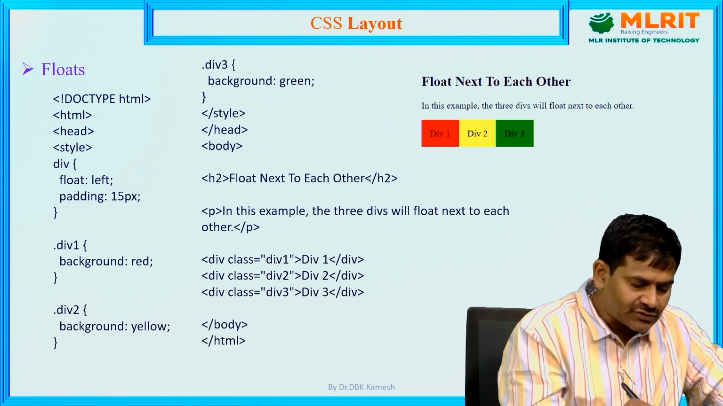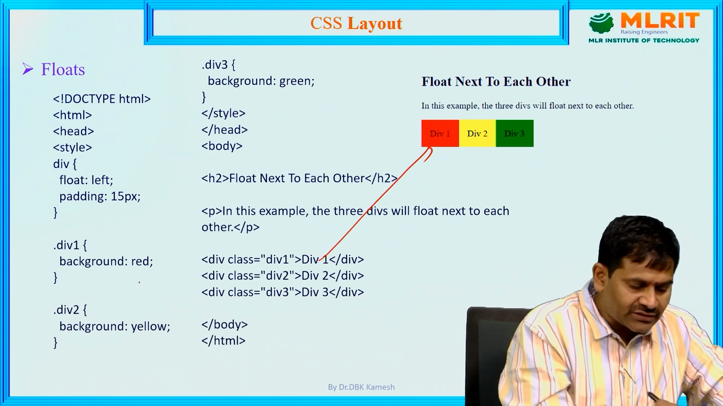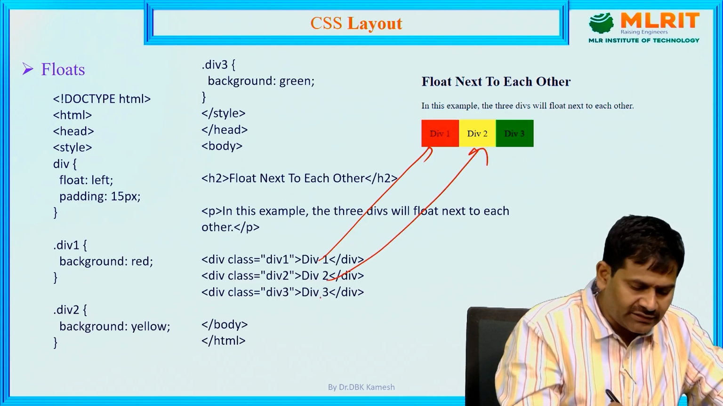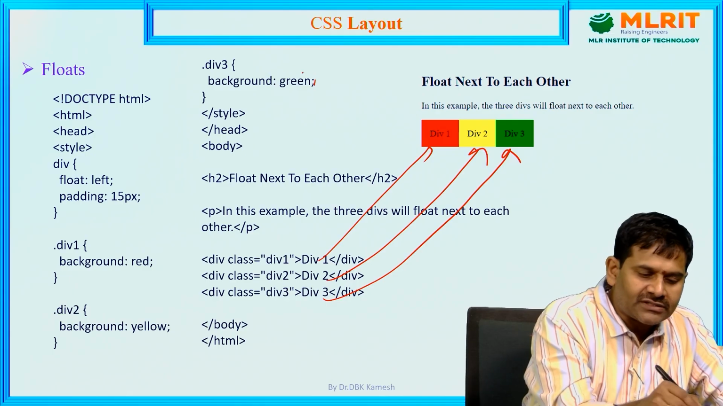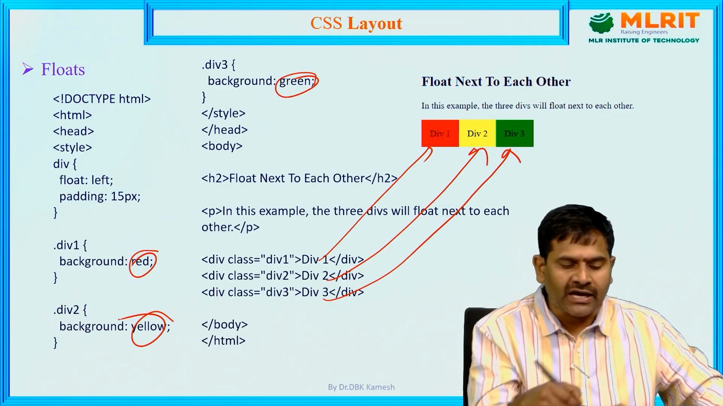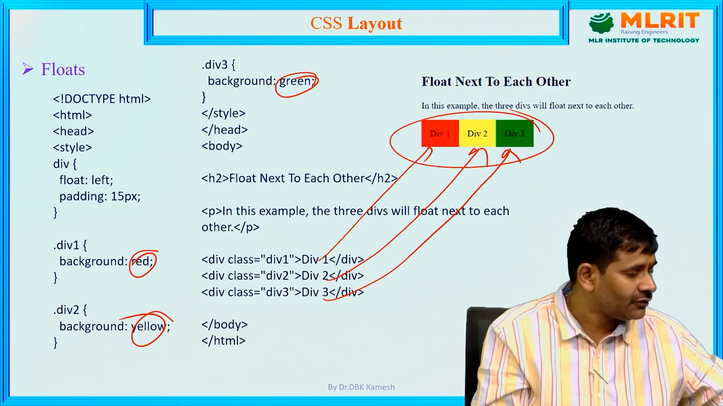The first one has a red background, so it is shown in red. The second one has a yellow background, so it is shown in yellow. The third one is green. See here: green, red, yellow. So this is the division we have given in a particular floating way. This is the example of floats.